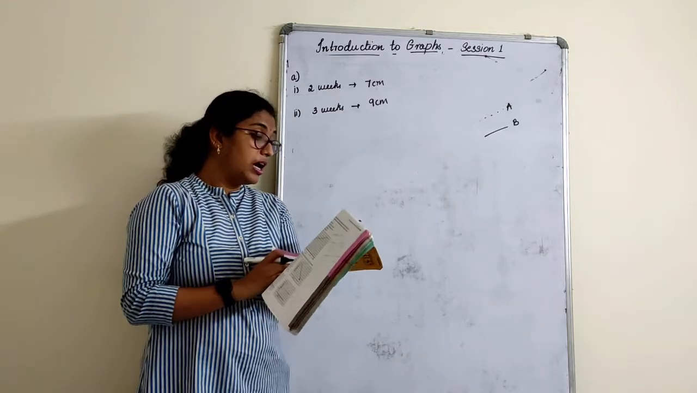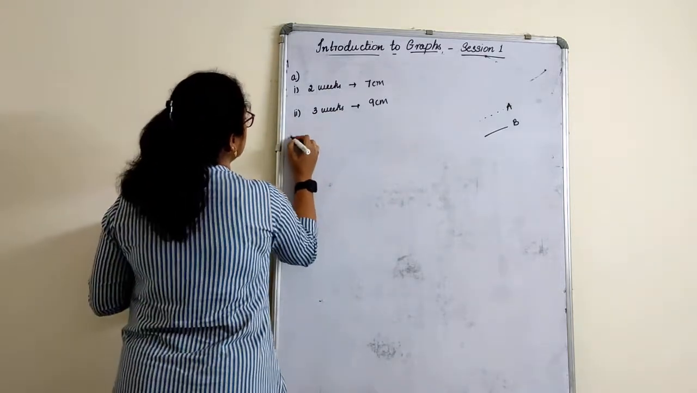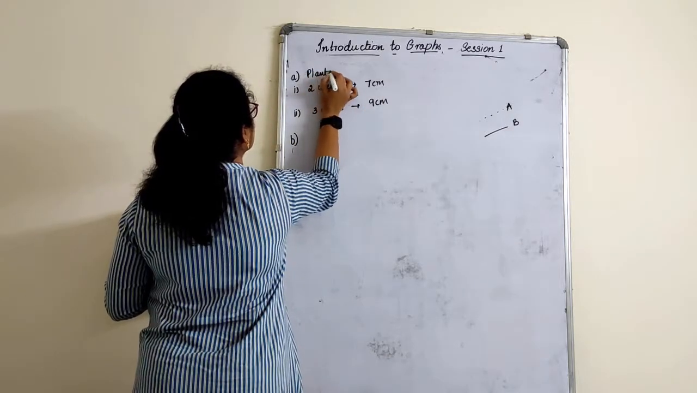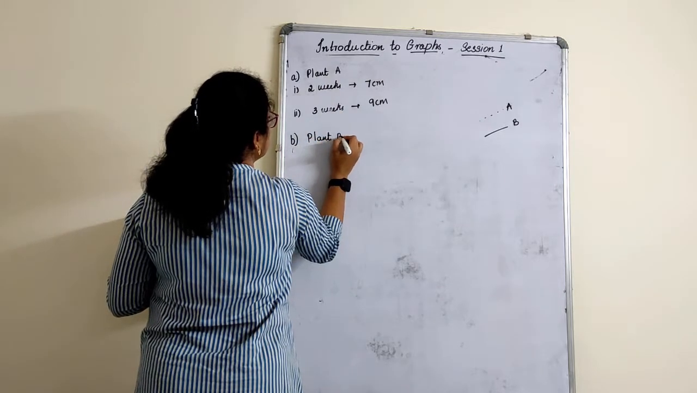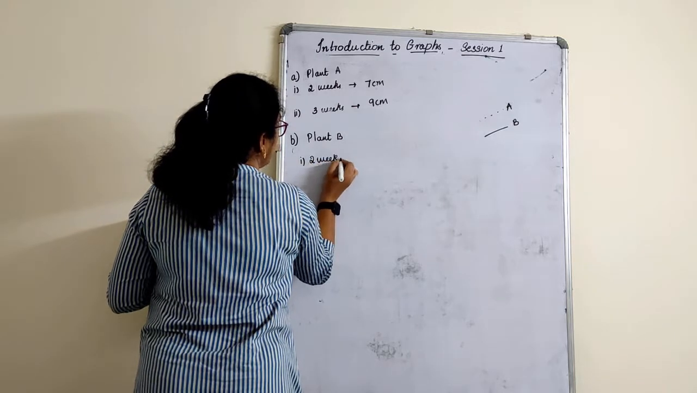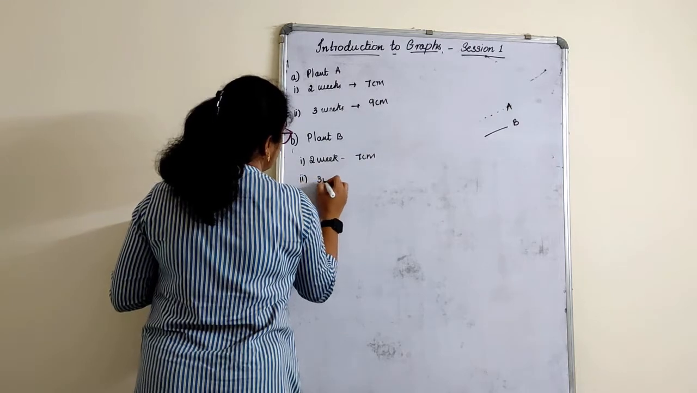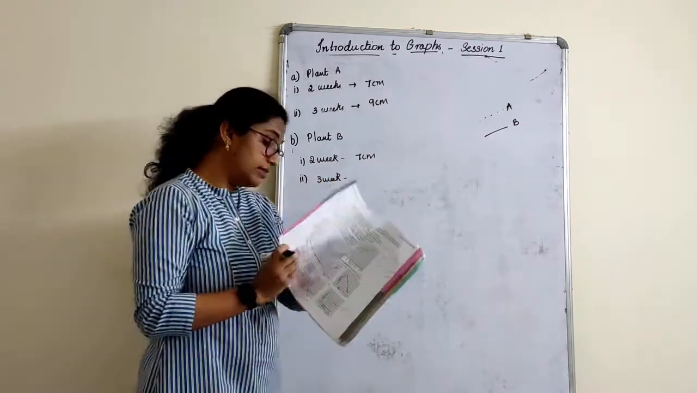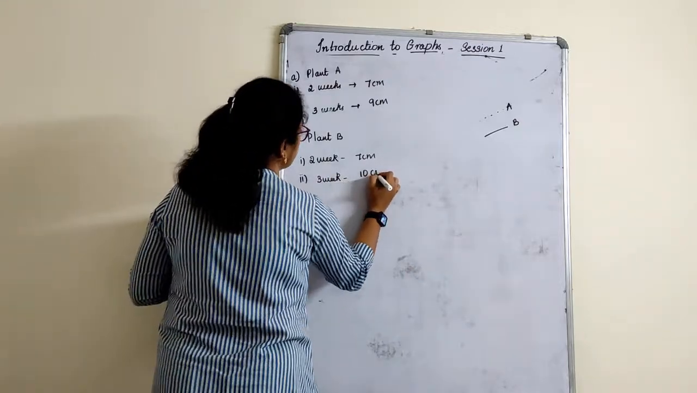Next question. How high was the plant after 2 weeks and 3 weeks? Same thing, B part. So this was for plant A. Now this is for plant B. For 2 weeks, again the same, children, because it was at the same point, 7 centimeter. What was the next one? 3 weeks. Let us see where it is at 3 weeks here. Plant B is at 10 centimeter.